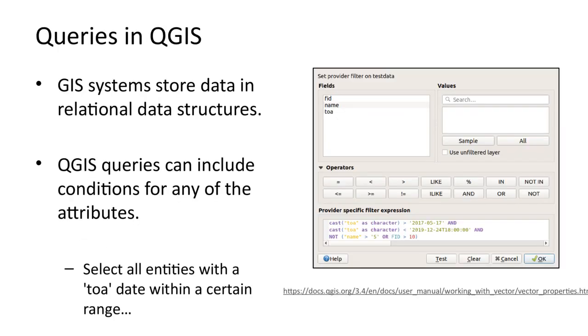Qgis is a GIS application in which geometric entities are stored in a relational data structure. The geospatial data can be filtered using queries. The user interface for constructing queries provides various operators to create conditional statements. These statements can be combined using logical operators. For each entity in the data set, if the composite condition is true, then it will be included. If not, it will be excluded.